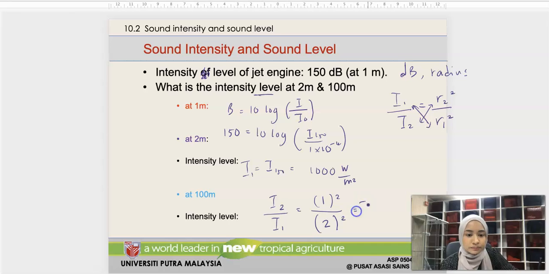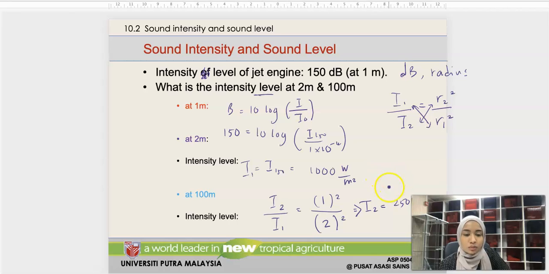So I2, in my calculator, I know what I1 is. I1 is 1000. So 1 divided by 4 times the 1000. So I2 is 250, which makes sense because the further you are away from the source, the lower your intensity is, or the softer your intensity is. At 1 meter radius, your intensity was 1000. At 2 meter, it became 250. Okay, so it makes sense.